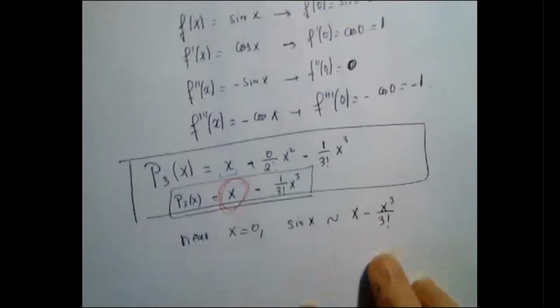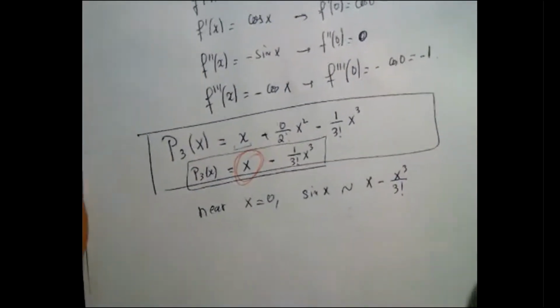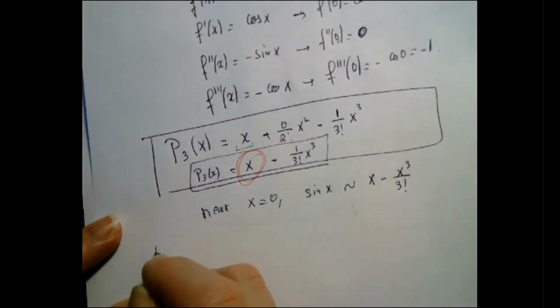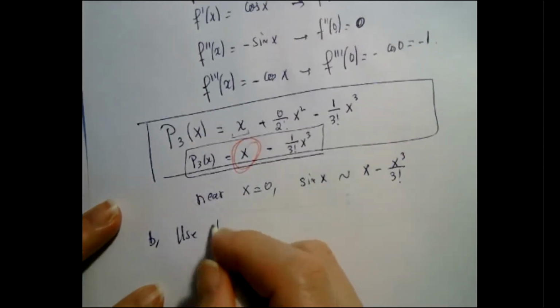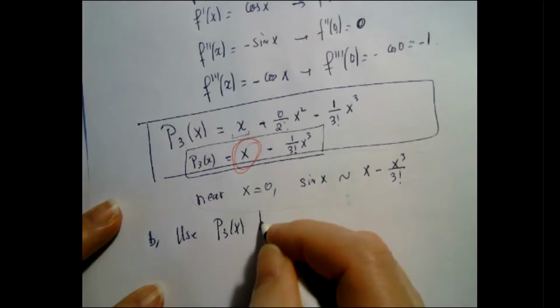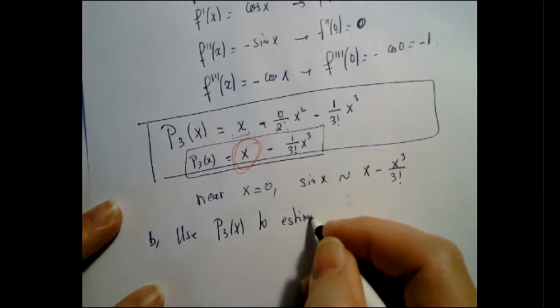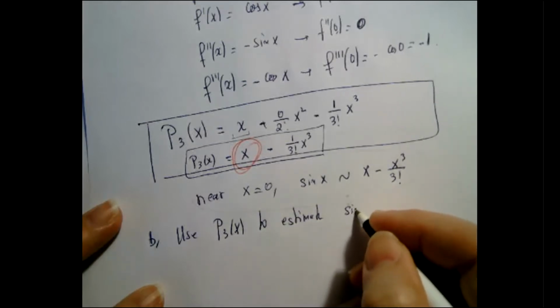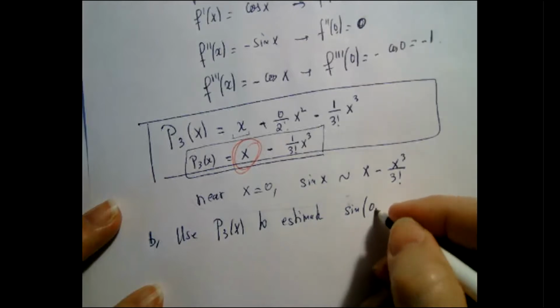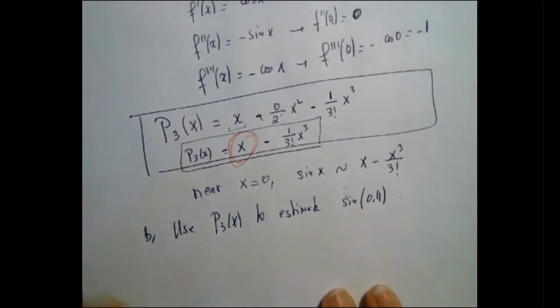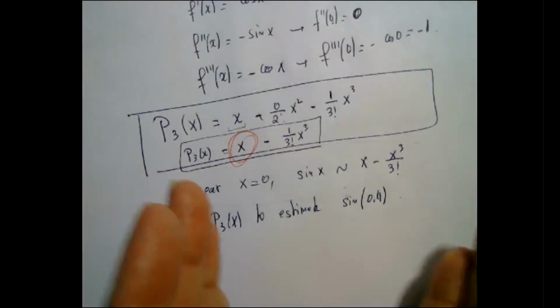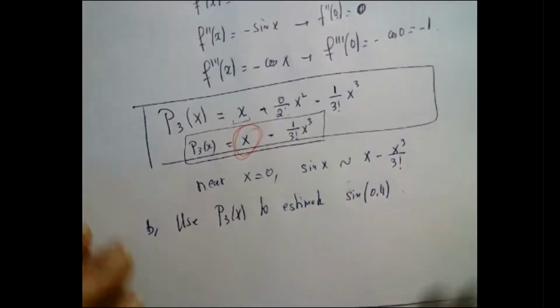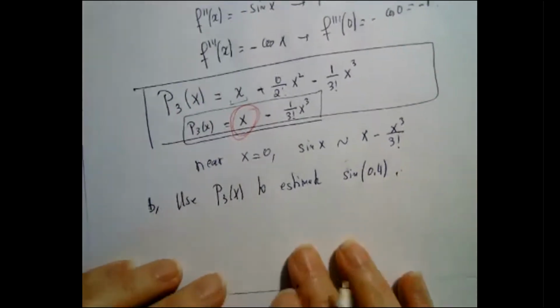Okay. So now I can ask you to use a polynomial to estimate. So use the third degree polynomial to estimate, or to approximate, sine, let us say, of 0.4. I'm not really far away from 0, even though, as you realize from the graph, even if I am at 1, I can still do that. So estimate the sine at 0.4.